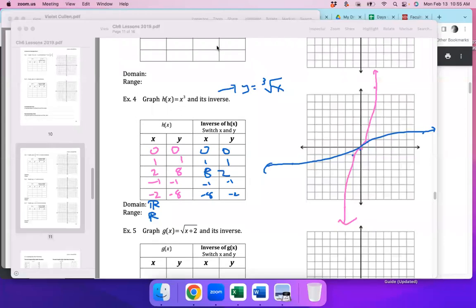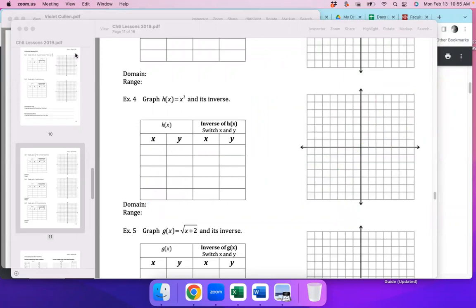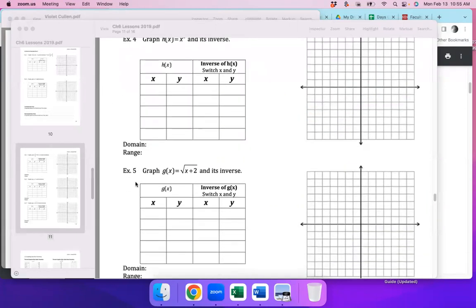And again, if I draw the line y equals x, it just cuts this in half, right? It creates that symmetry between these two. Okay, one more, and we're done. Then I feel comfortable that we're not going to fall behind.